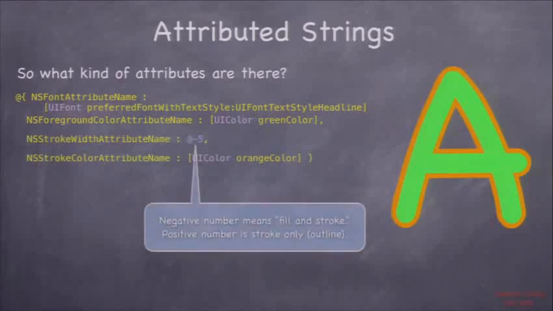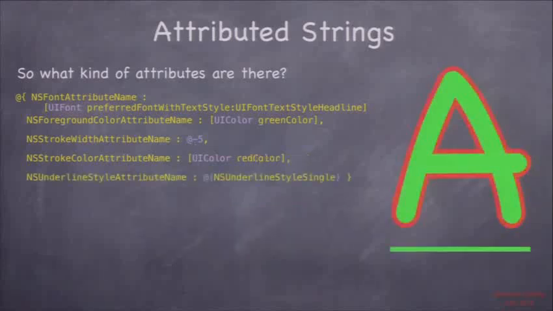There's also a stroke width attribute and stroke color. Pay attention to the width attribute, because you'll probably need this for your homework. It's an NSNumber. If it's a negative NSNumber, that means fill the glyph, the A, and stroke around the edge. If it's a positive number, it means just do the stroke around the edge and the middle is transparent.